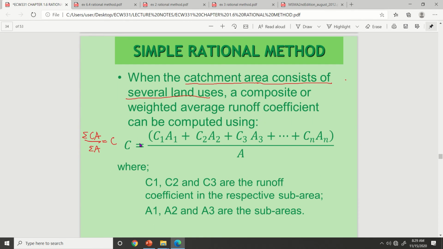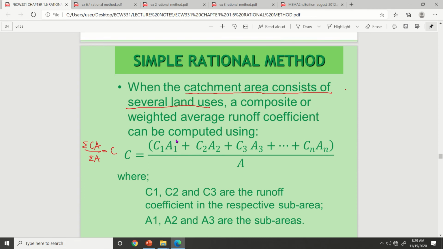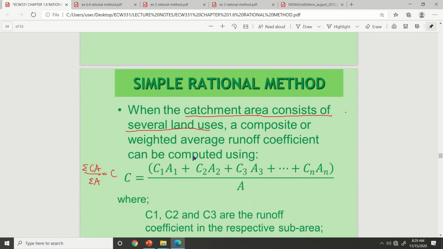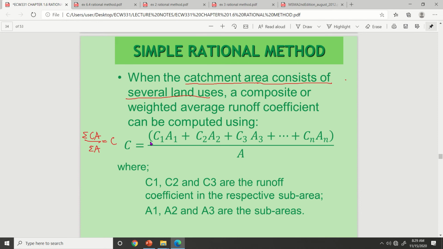And if you are given different types of C, you have to find out the overall C for that catchment area. So if you want to find the overall C, you have to find the total CA divided by the total area.